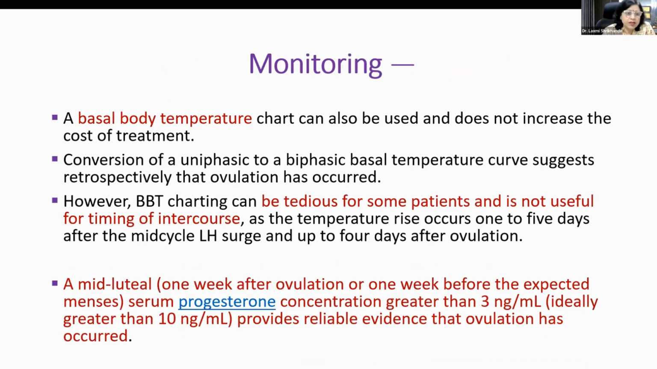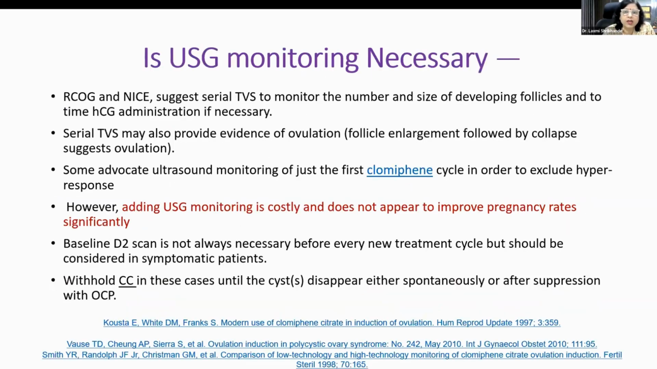Basal body temperature, as I said, we are not doing in our practice. If you want to do serum progesterone, a mid-luteal, that is 1 week after ovulation or 1 week before the expected menses, serum progesterone concentration greater than 3, ideally greater than 10 nanogram per ml, provides reliable evidence that ovulation has occurred.